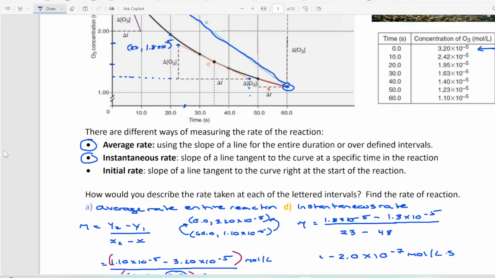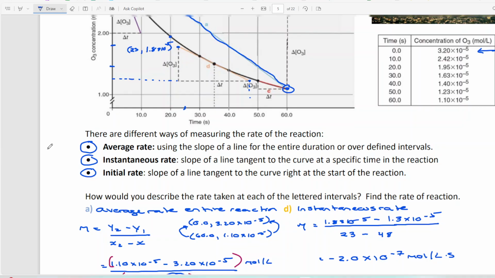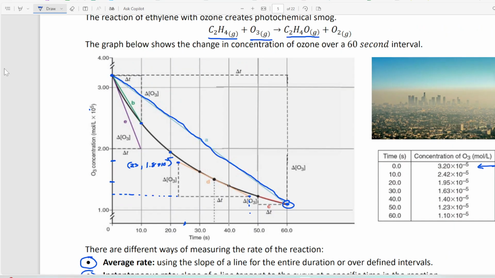The next one is an initial rate. So initial rate is the slope of a line tangent to a curve again, so just like instantaneous rate, but specifically right at the start of the reaction. So this would be E right here.